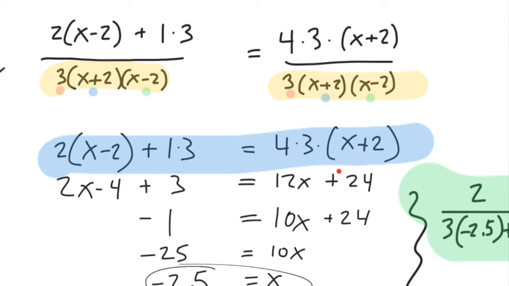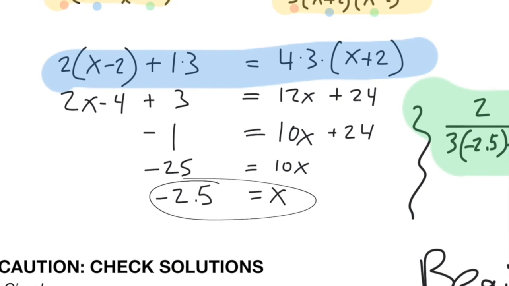So now the rest of it is simplifying. We distribute here, and then I subtract 2x from both sides, combining minus 4 and plus 3, you get negative 1. And then subtracting 24 from both sides, you get negative 25. Dividing both sides by 10, you get x equals negative 2.5. That's my one solution. Now, does it work in the original?